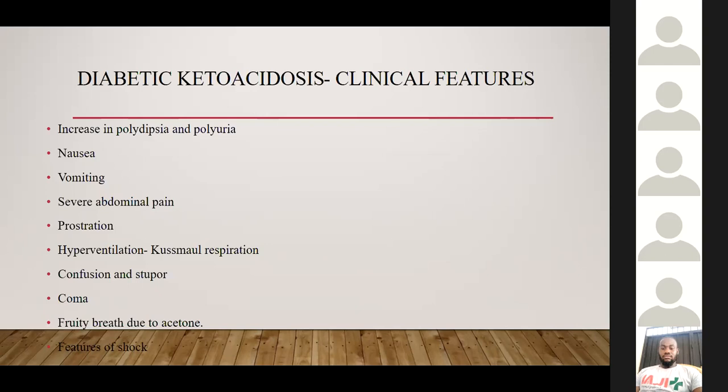There are 3 types of ketone bodies. We have the acetone, we have acetoacetate, and then we have what we call beta hydroxybutyrate. I think it's in your slide. These are the 3 types of ketone bodies that we have. Then they can also have the features of shock. Okay.